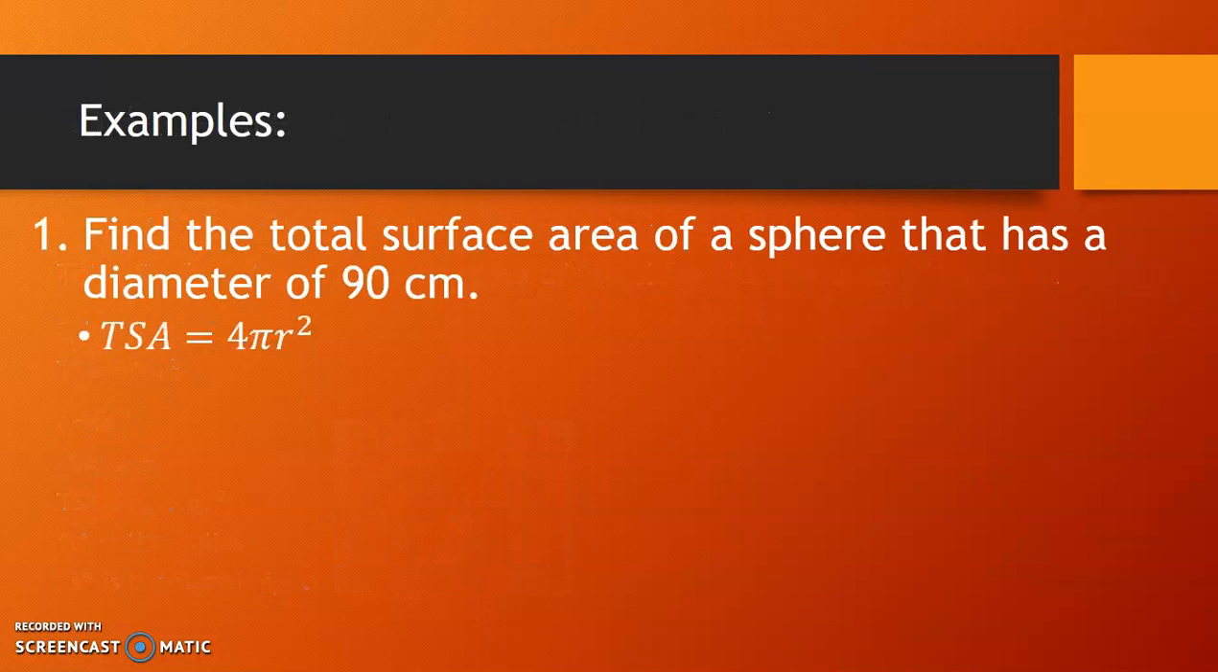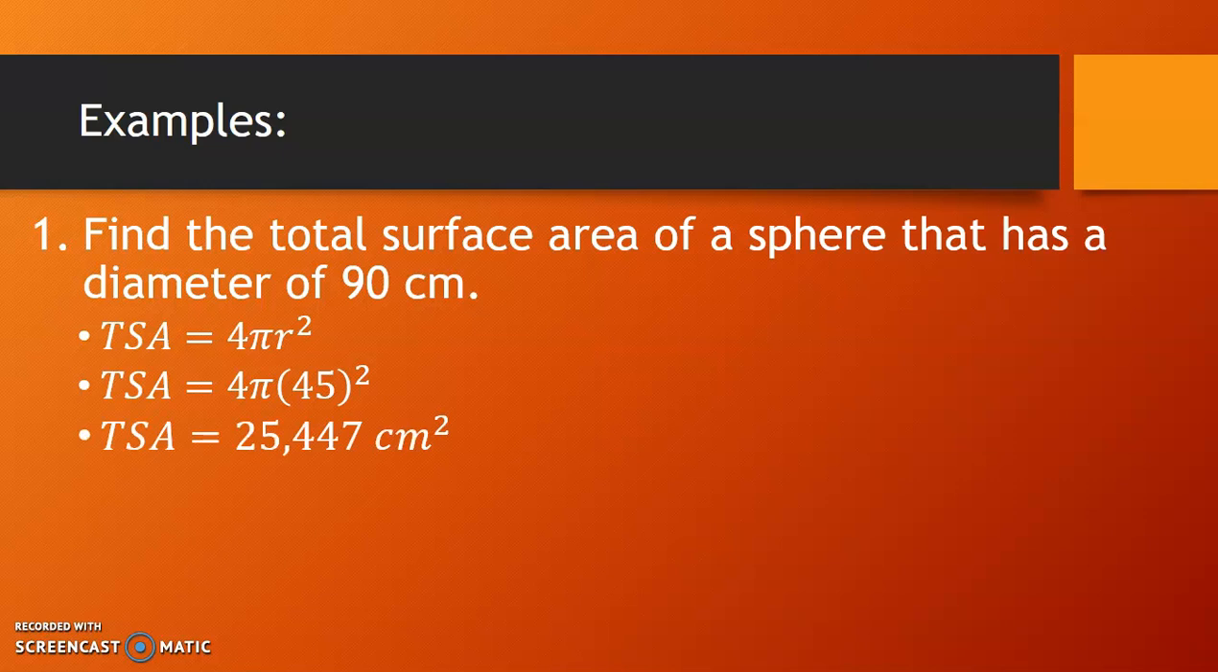So we want to find the total surface area of a sphere that has a diameter of 90 centimeters. So we're using the formula 4 pi r squared. Now since they give us the diameter of 90, we'll have to cut that in half for the radius. So we put in 45 for r. So we get 25,447 centimeters squared.